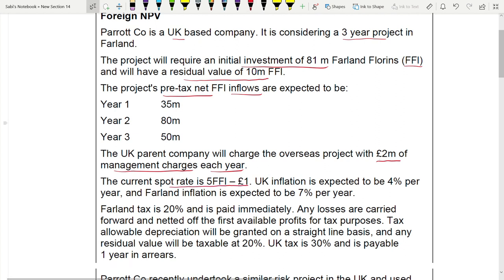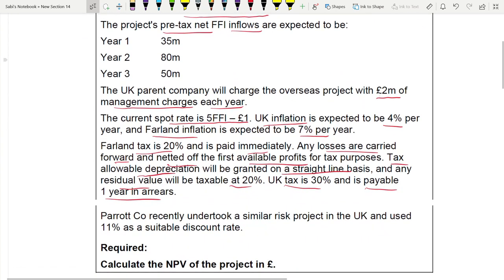Current spot rate has been given. UK inflation is 4% and Farland inflation is 7%. Farland tax is 20% and paid immediately. Any losses are carried forward and netted off against the first available profit. Tax allowable depreciation is on a straight line basis, and any residual value will be taxable at 20%. UK tax is 30%, payable 1 year later. Okay. They recently undertook a similar risk project in the UK and used 11% as a discount rate. Calculate the net present value of the project in pounds. Okay. So where do you start?